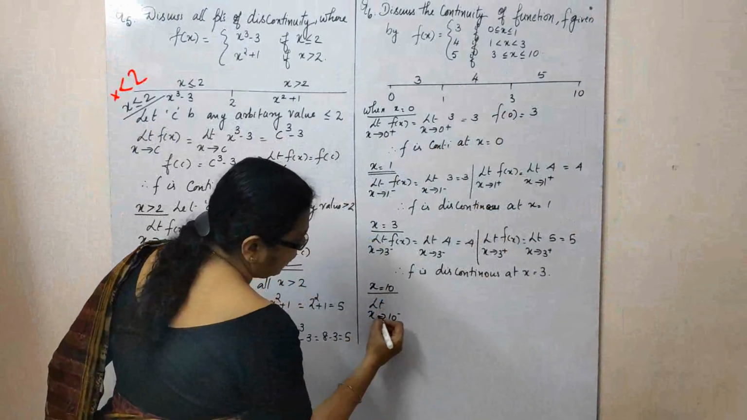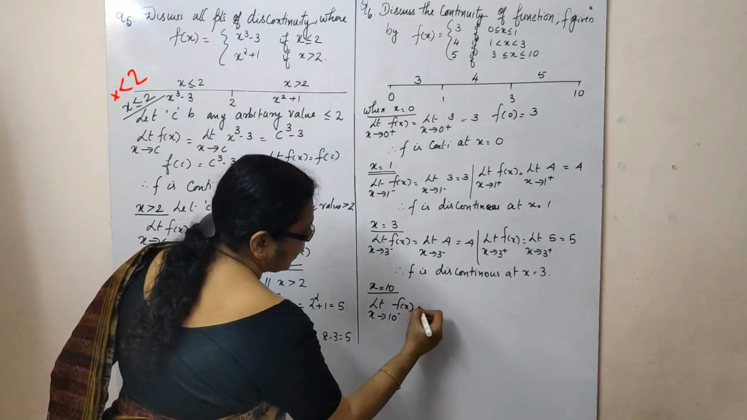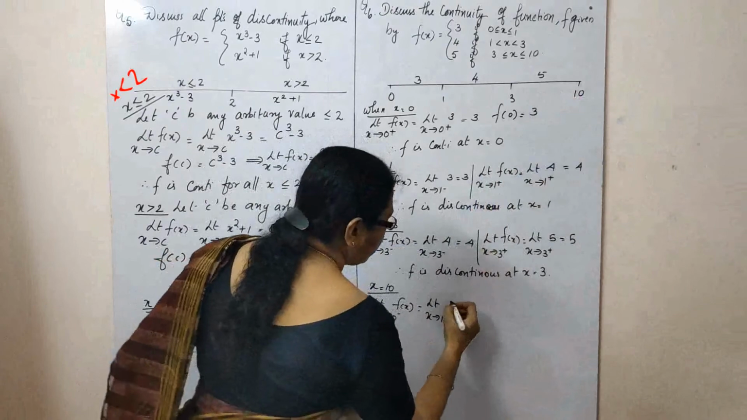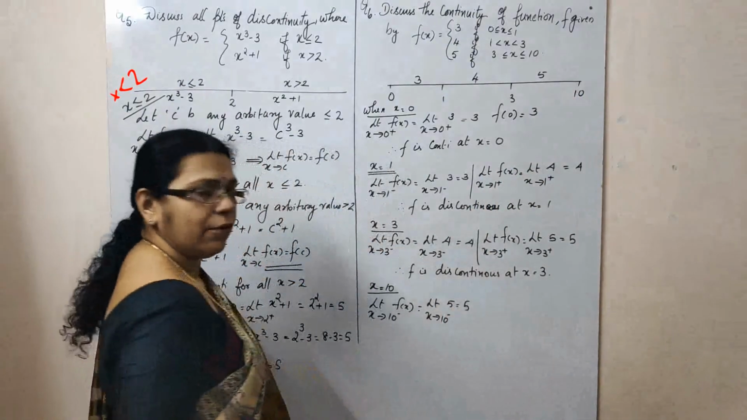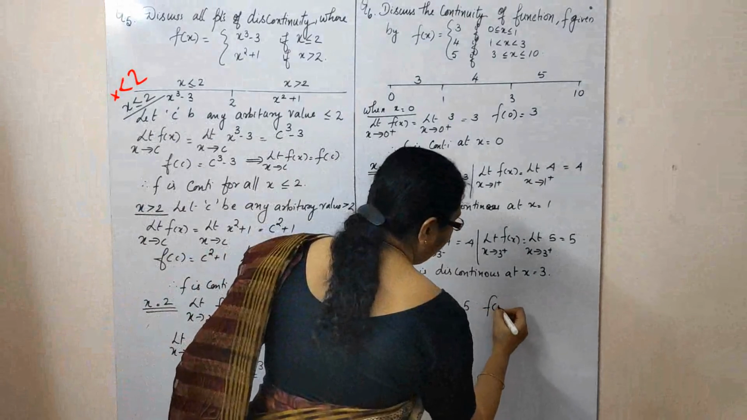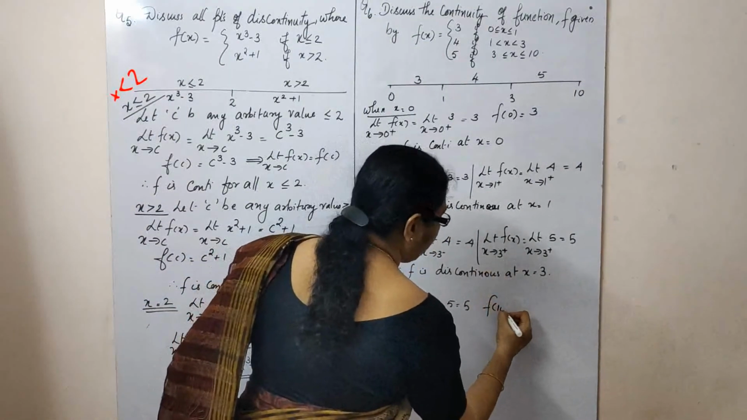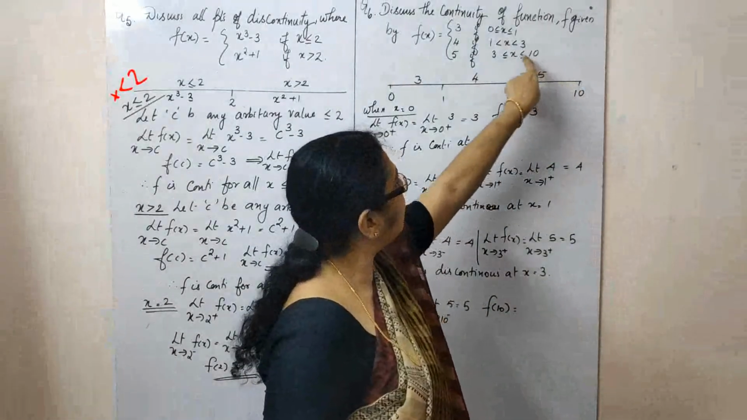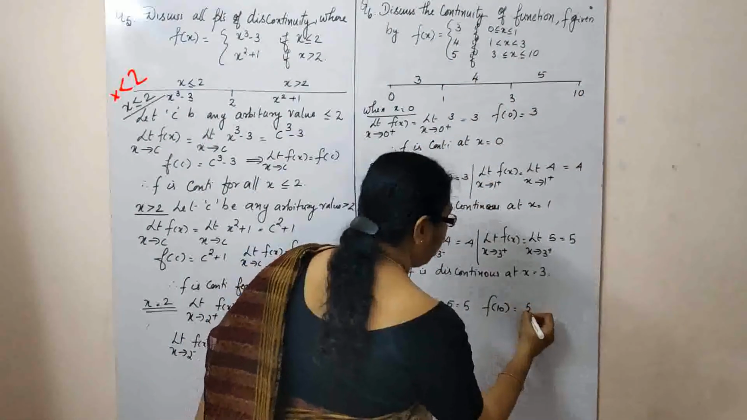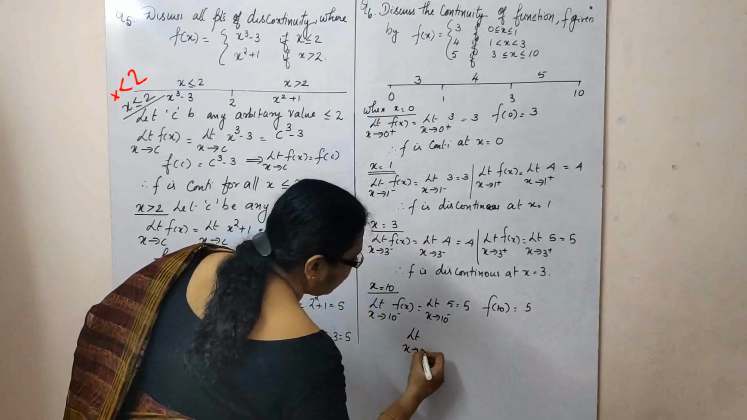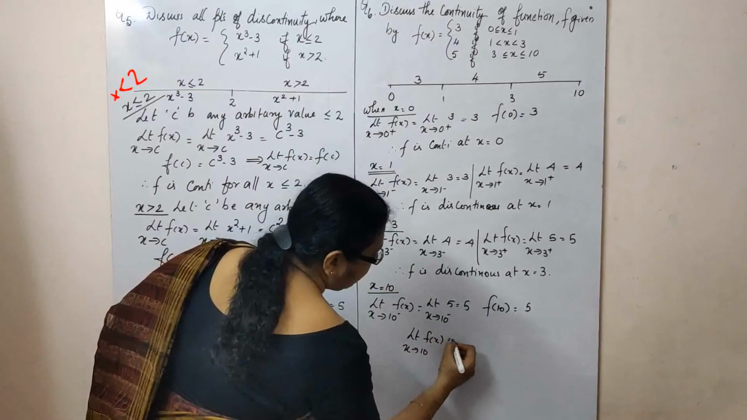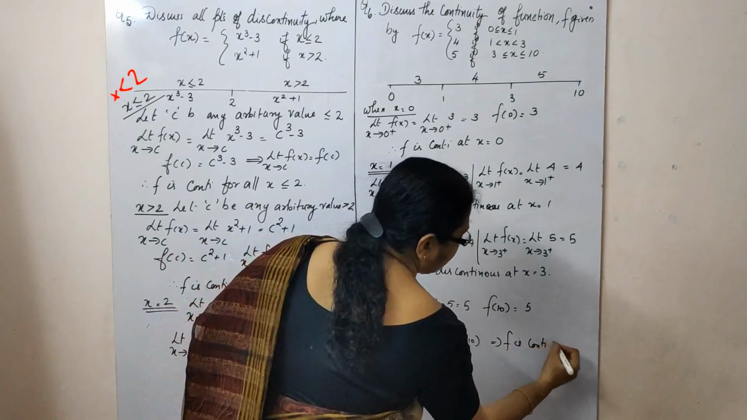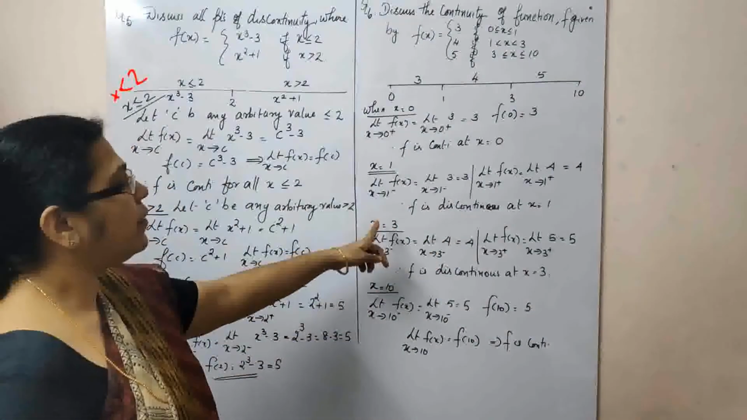So limit x tends to 10 minus f of x is equal to limit x tends to 10 minus, when it is 10 minus, over this side, what is the function's value? 5, which is equal to 5 again. What do you have to find? f of 10. What is f of 10? When x is equal to 10, what is the function's value? 5. Here, limit x tends to 10 f of x is equal to f of 10. This implies f is continuous.